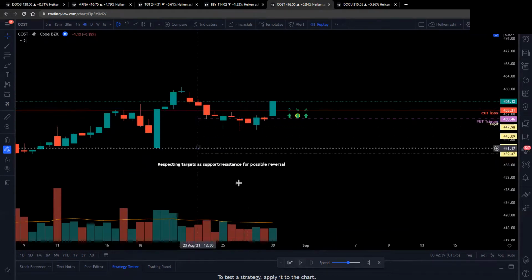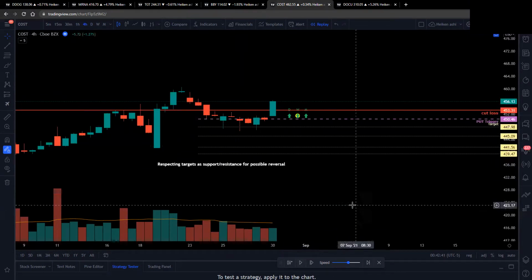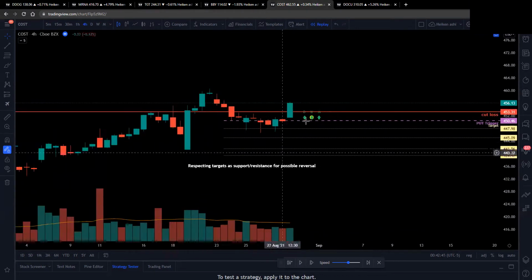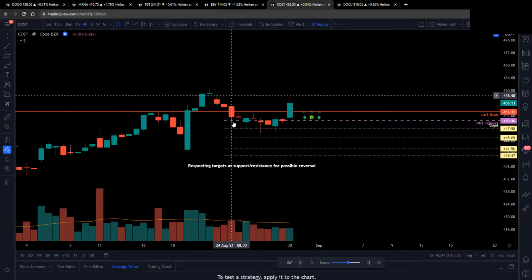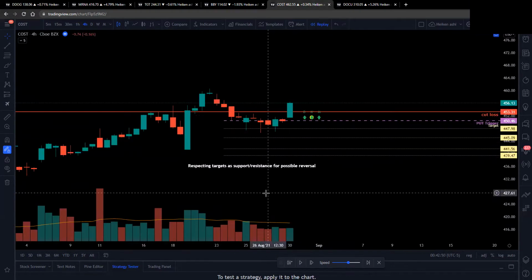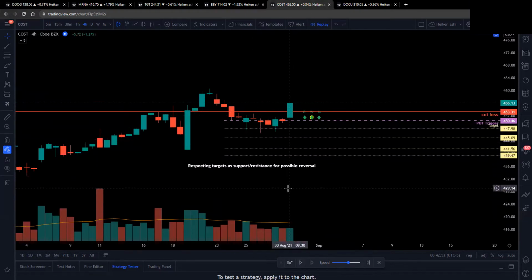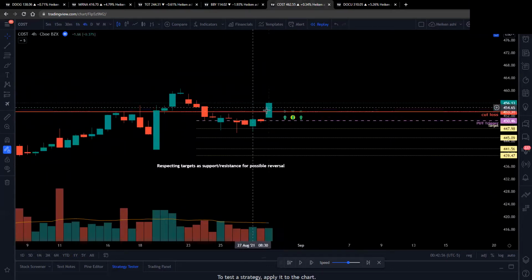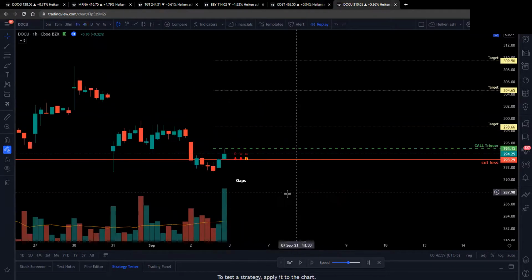I usually like to exit my first or second targets and go from there. But you could have runners and let it run, or if you think the stock will go farther, then go for it. But I would manage your risk by respecting your cut loss if you do go that route.